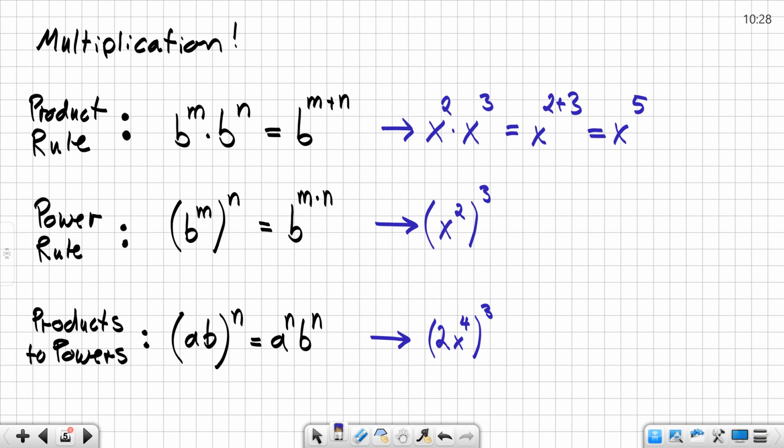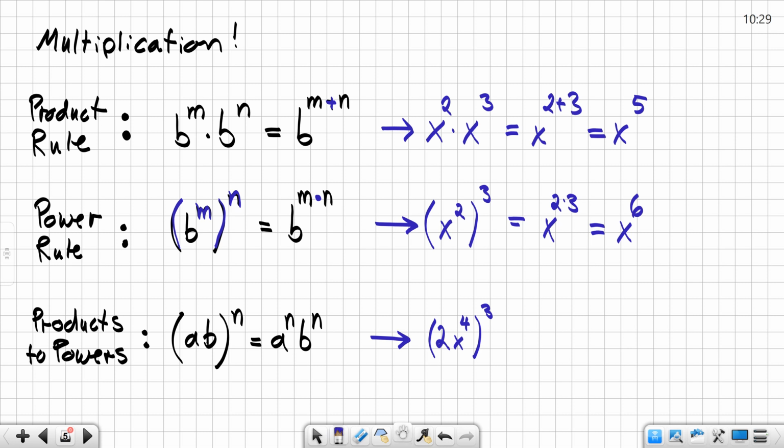The power rule says if I have parentheses around one and I raise it to another exponent, so I have now two exponents right here, the one on the inside of the parentheses and the one on the outside, what I will have to do with these two exponents is multiply them. The product rule was addition on the top. On the bottom, I multiply the exponents. These are the rules that most of the time are getting mixed up. So if I have something like x squared, parentheses, raise everything to the third power, then this is x raised to the 2 times 3. You multiply the exponents. And I get x raised to the sixth.